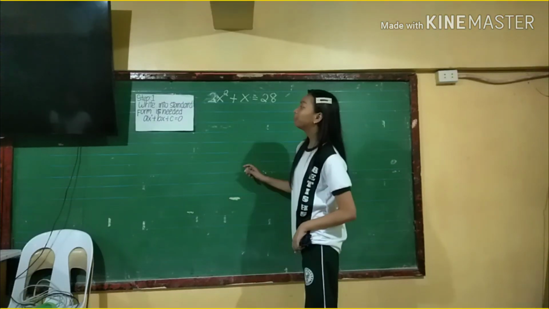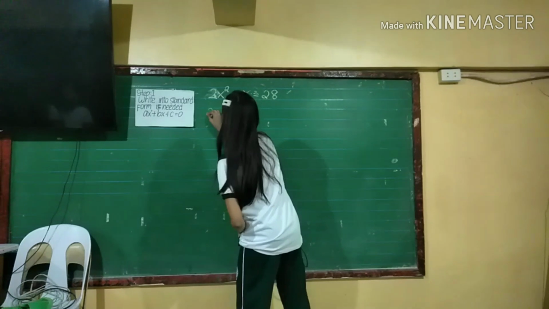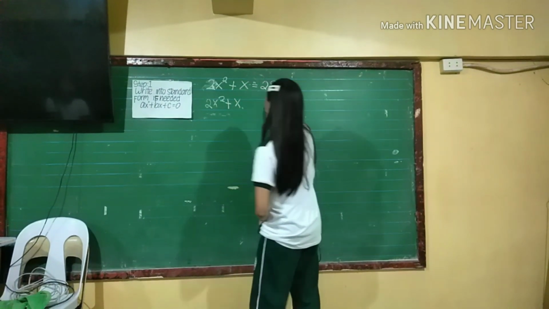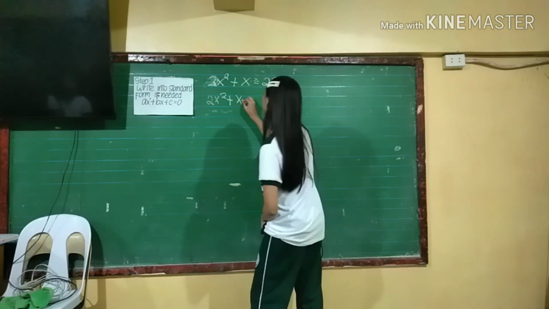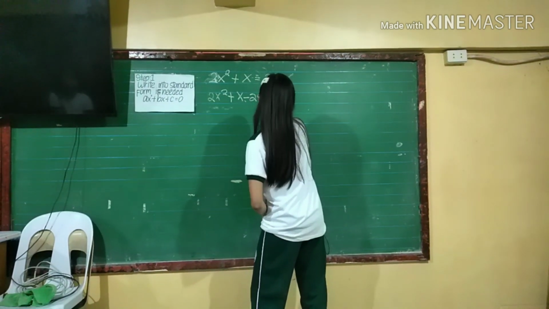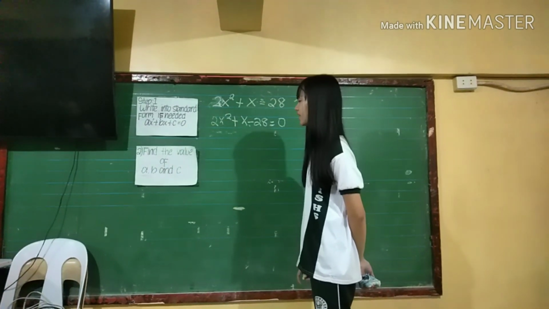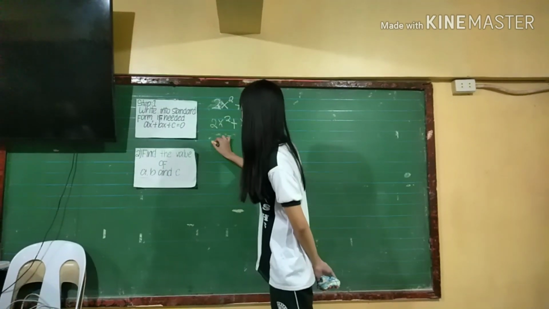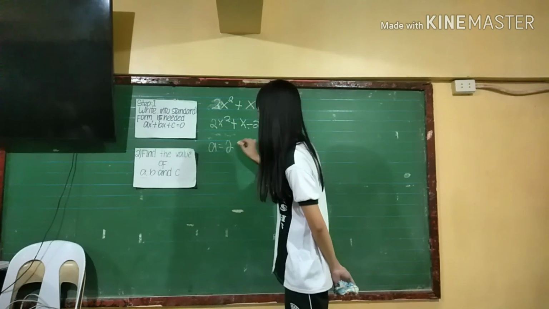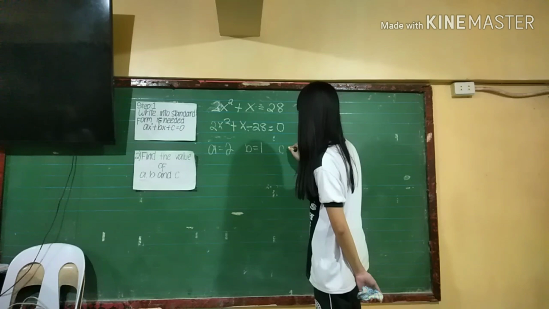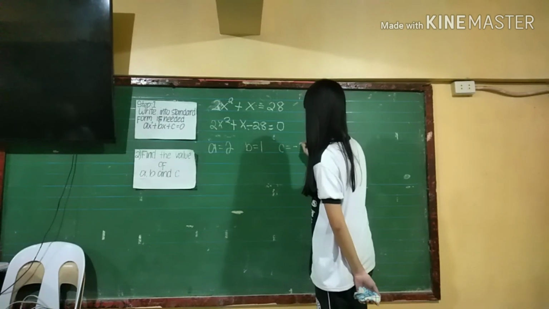Write into standard form if needed. 2x squared plus x, transpose 28 to the left side, so it will become minus 28 equals 0. Find the values of a, b, and c. The value of a is 2, the value of b is 1, and the value of c is negative 28.